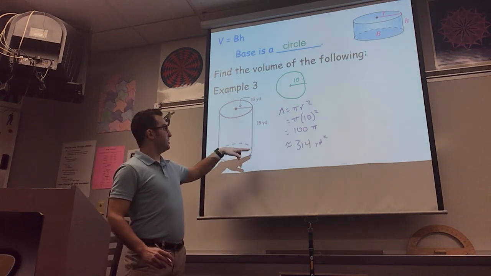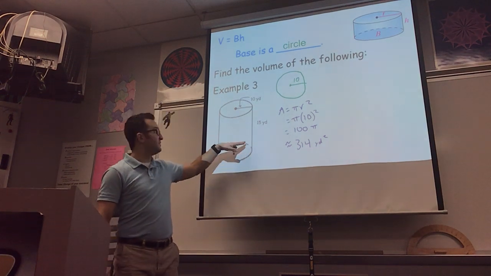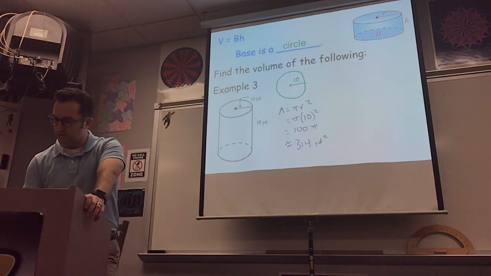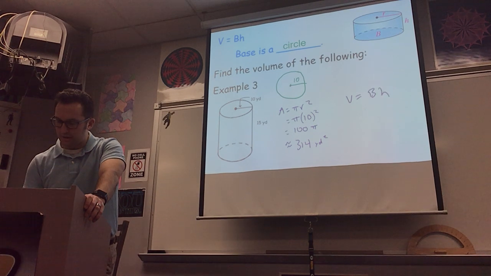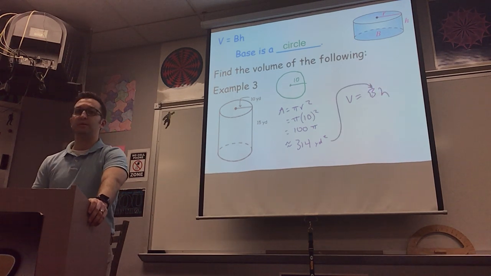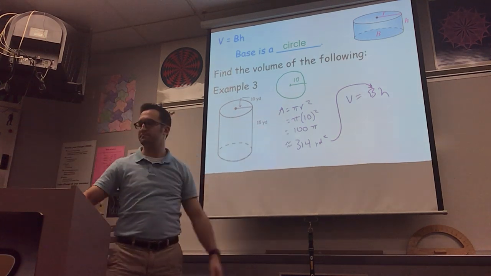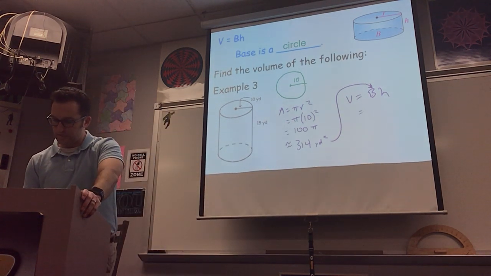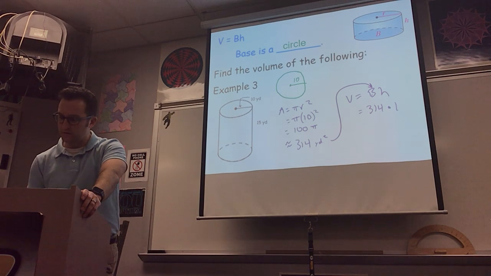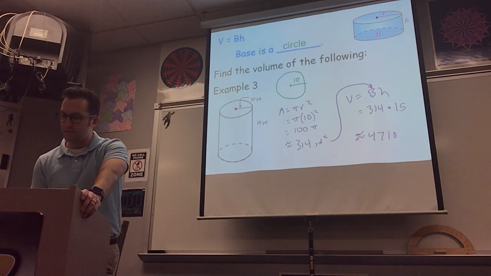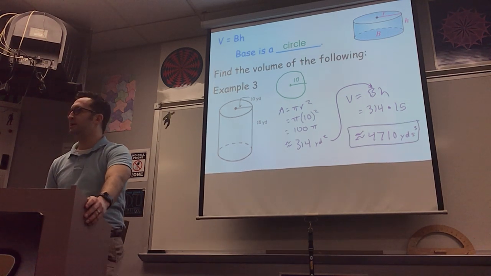How many layers are there going to be of that area? 15 layers, right? So V equals capital B H. I'm putting that into this. Guys, I'm going to be honest, I draw the arrow every time. It helps me remember what to do with this value. 314 times 15 to get, well, this is an approximation, so 4,710. I know that you guys really wanted to plug that in your calculator, but I didn't let you.